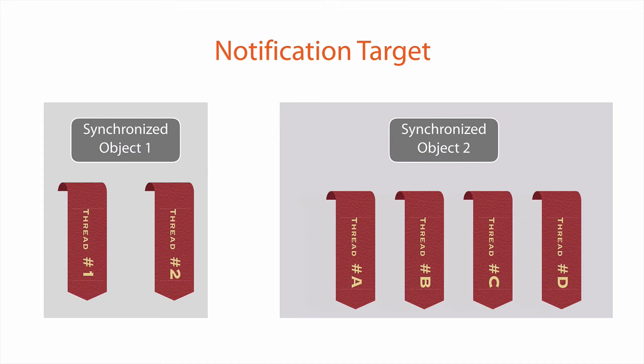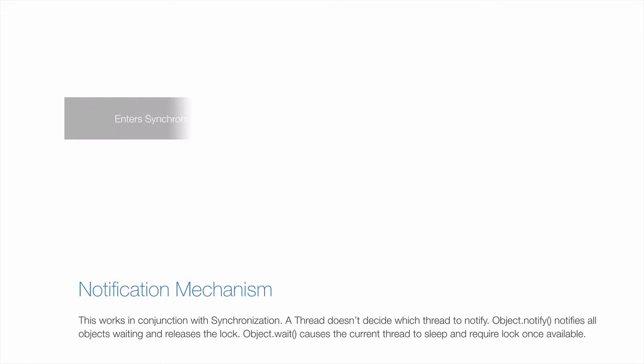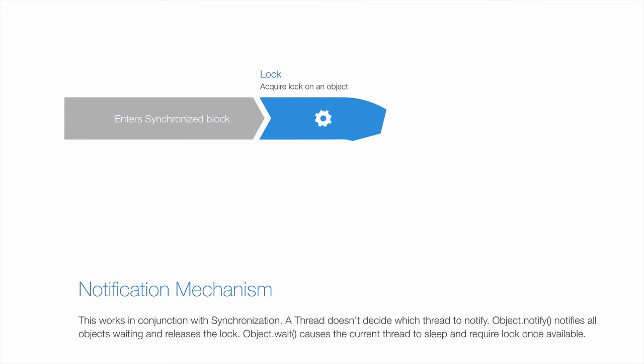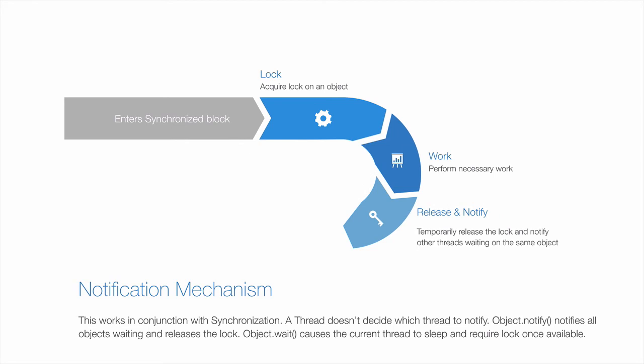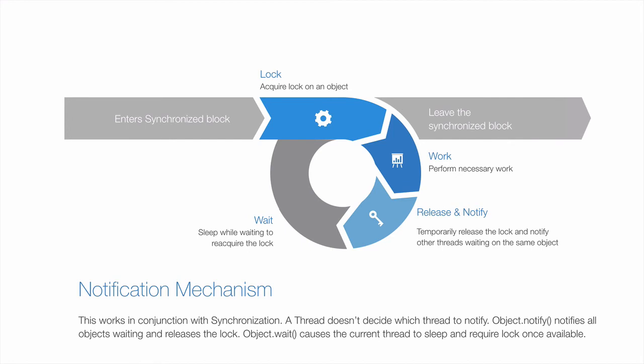To put it in other words, it works like this. A thread enters a synchronized block, acquiring the lock and preventing other threads from acquiring the lock on the same object. Meanwhile, the second thread starts running but can't enter the synchronized block. The first thread performs the necessary work and releases the lock temporarily without leaving the synchronized block, and requests the object to notify other threads waiting on the same object. Once the notification is gone, the first thread waits and the second thread can acquire the lock on that object. The same approach is followed by the second thread. The cycle repeats until both threads complete their work and leave the synchronized block.